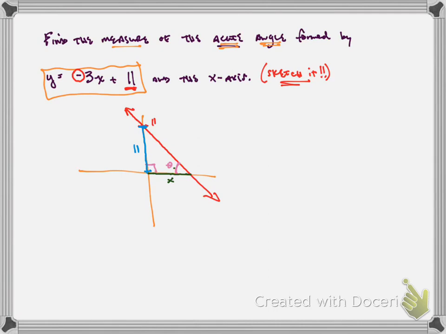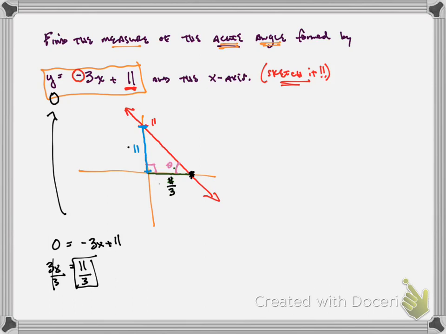Okay, so if I want to solve for that distance, I can just find the x-intercept. And how do we find an x-intercept? We put 0 in for y. So I've got 0 is equal to negative 3x plus 11. I'll add 3x to both sides. I'll divide by 3. And I've got x is equal to 11 thirds. So this distance is 11 over 3. Now we know this distance and we know this distance.